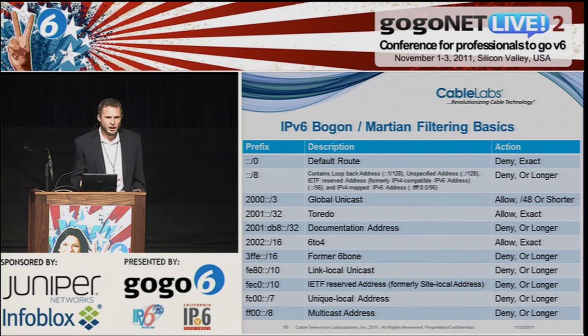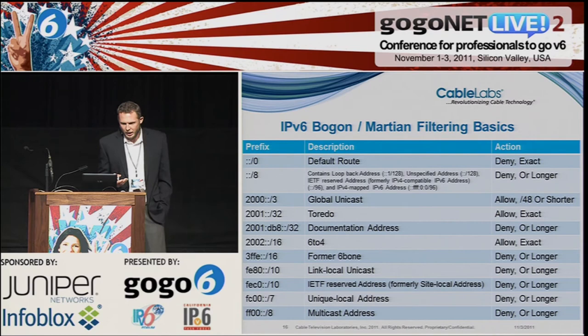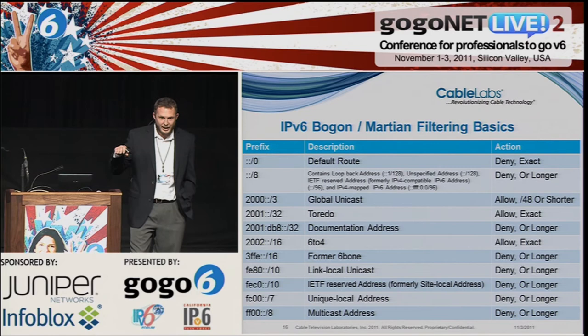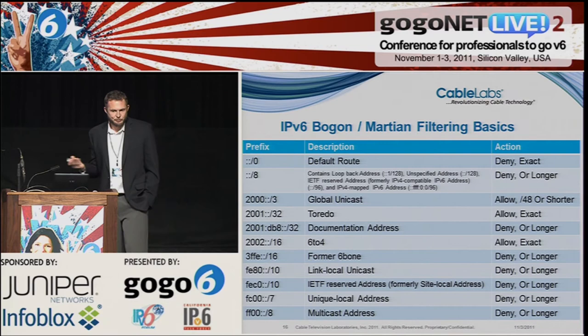A couple of interesting cases here are Teredo and the 6to4 space. So Teredo is 2001::/32, and 6to4 is 2002::/16. Those are routes that you're going to want to accept unless you're trying to block those protocols, but you don't want to see any more specifics. So you probably want to allow that exact space and then not allow anything more specific, because you don't want anybody to hijack that traffic for any reason.